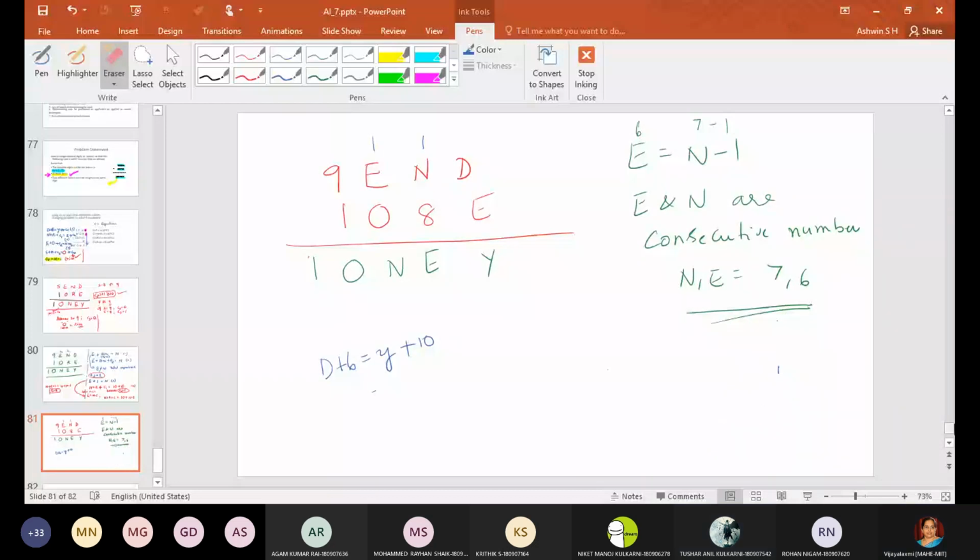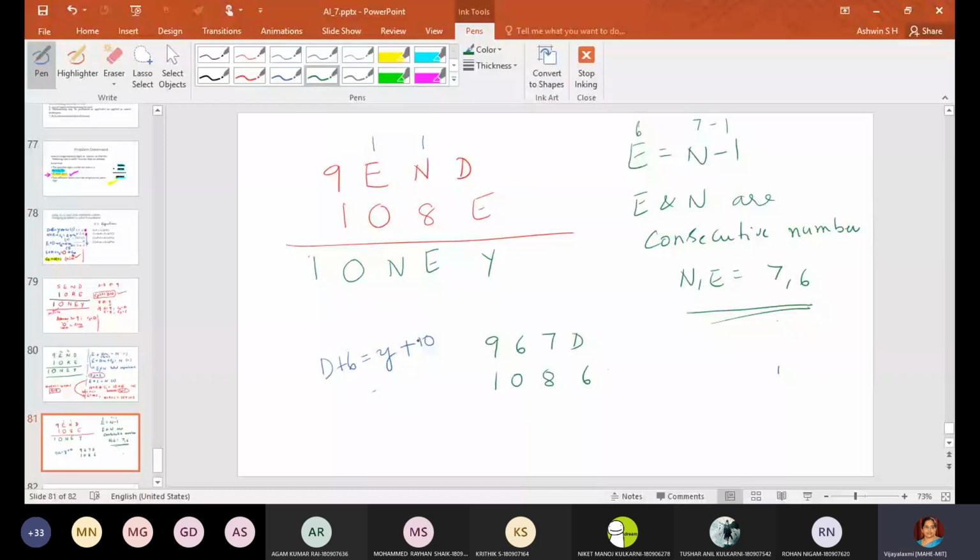Greater than or equal to 4. Which one? D. Yeah. 4. So here now you are telling 9, E we are telling 6, N is 7, D we don't know. Then 108, E is 6. E is equal to n minus 1.